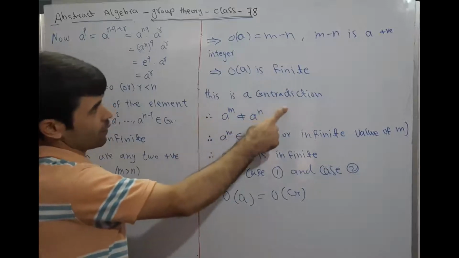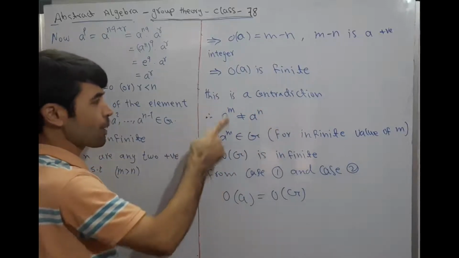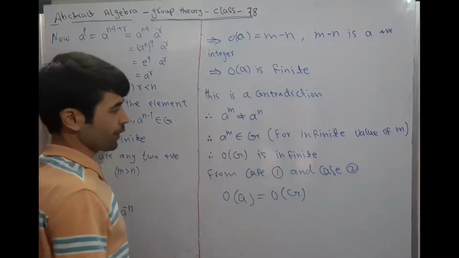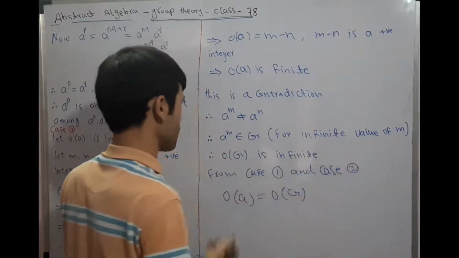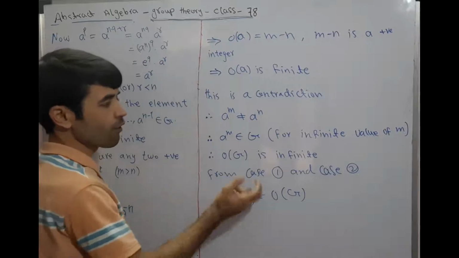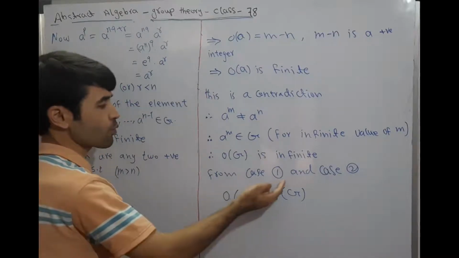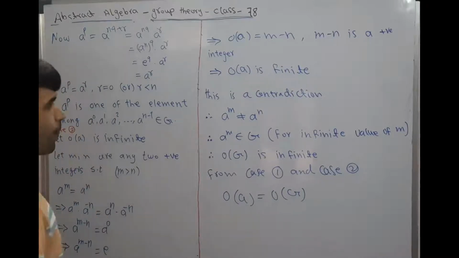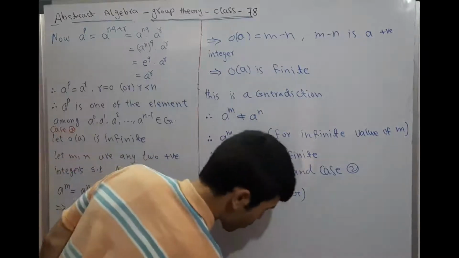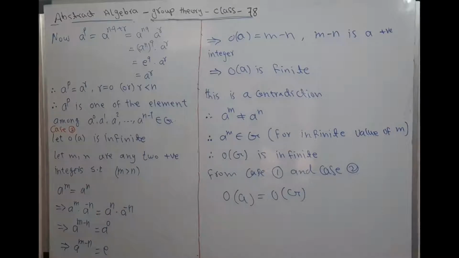This is a contradiction. Therefore, a to the power m is not equal to a to the power n. Therefore, a to the power m belongs to G for infinite values of m. Therefore, the order of G is infinite. From case 1 and case 2, we get the order of a is equal to the order of G, which proves the statement of the theorem.